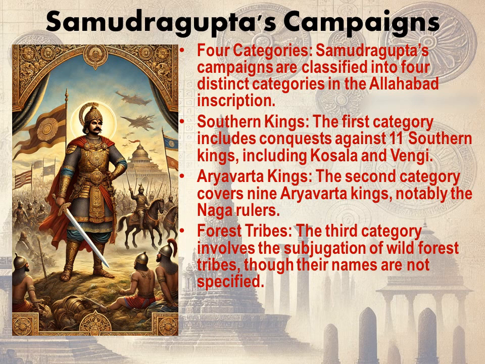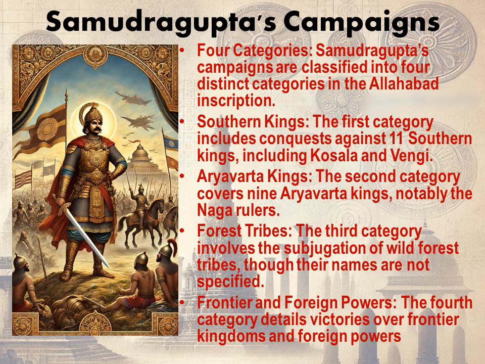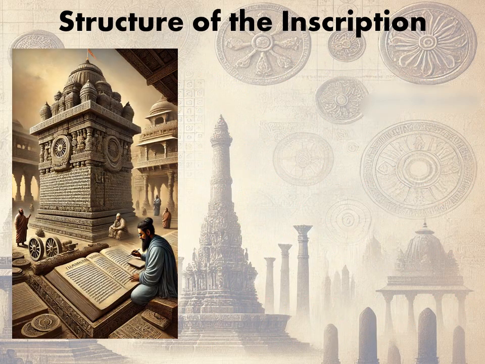The third category involves the subjugation of wild forest tribes, though their names are not specified. There were tribes who used to live in the forest, and the subjugation of those tribes has been mentioned under the third category. The frontier and foreign powers form the fourth category, detailing victories over frontier kingdoms and foreign powers. So, these are the four categories of military campaigns led by Emperor Samudragupta.